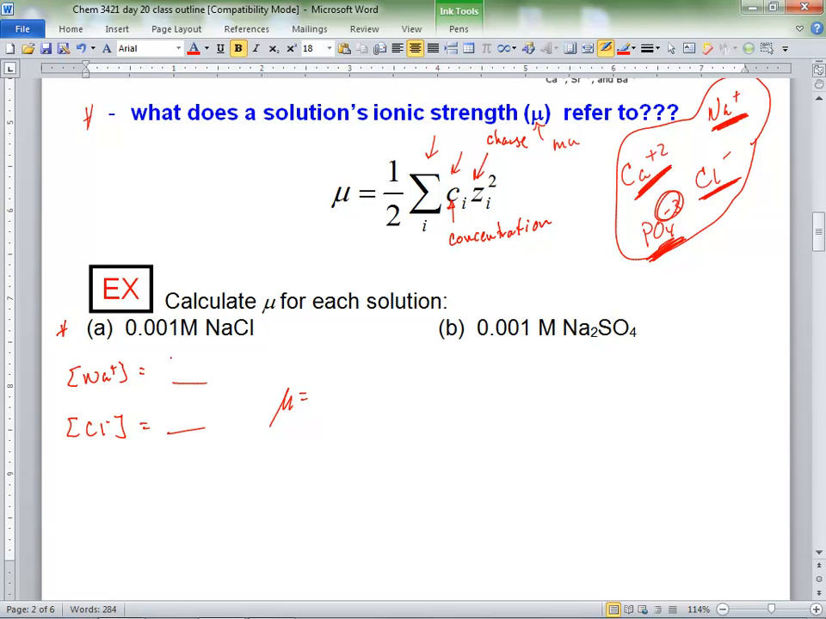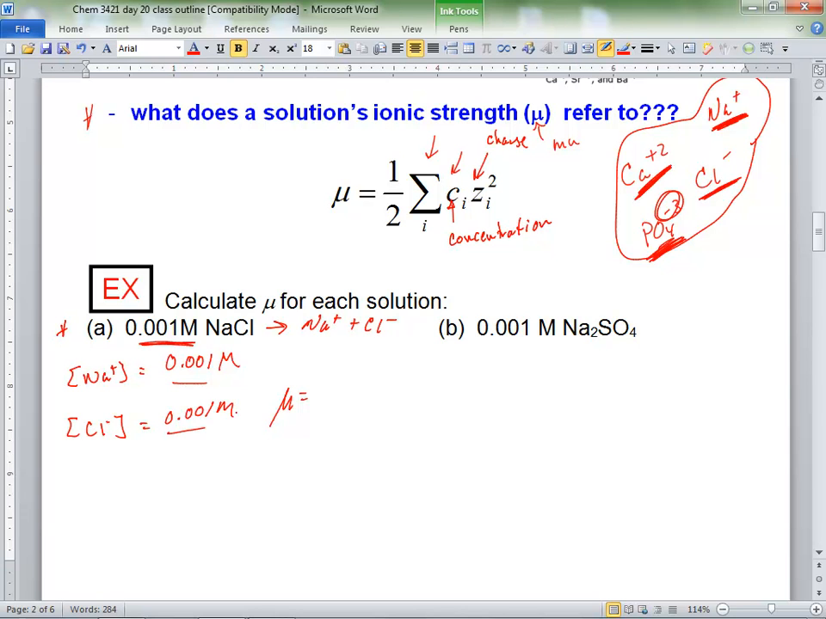0.001. Does everybody see why? This stuff is completely soluble. It breaks up completely into sodium ions and chloride anions. So the concentration of sodium has to be 0.001. What would be the concentration of chloride? Same thing.